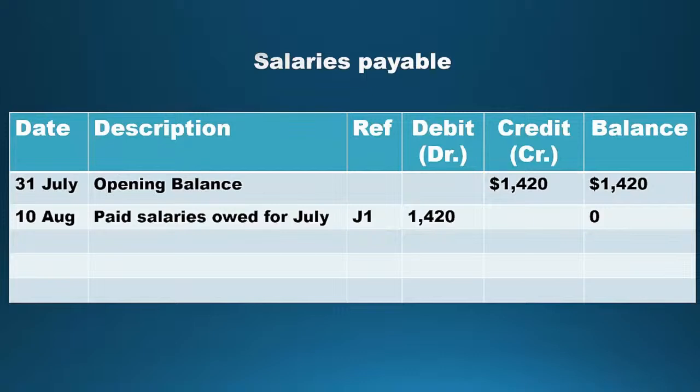1. Date. Write the date, August 10. 2. Narrative. Add the narrative. Paid salaries owed from July. 3. Reference. Include the journal reference, J1. 4. Amount. Enter $1,420 in the debit column. We debit salaries payable because liabilities decrease when they are paid off.